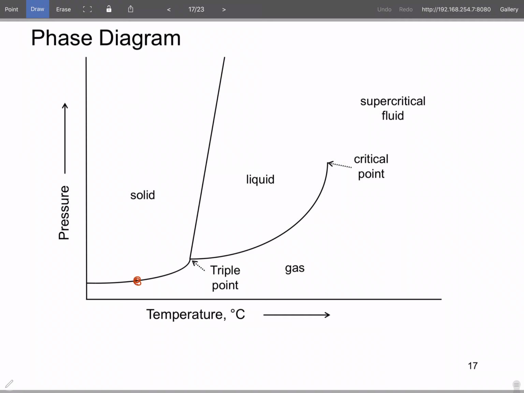If you sit on this point here, then you're talking about, in this case, the deposition sublimation state where you're going back and forth, but you have both phases. Okay, here's the liquid, here's the gas, here's the critical point. This is the point at which gas and liquid is indistinguishable.